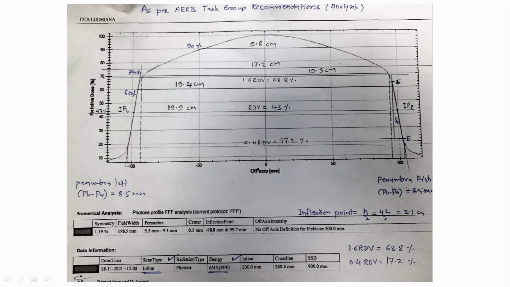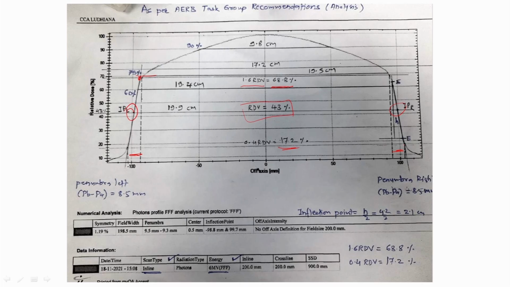Now you can look at this picture. This is the measurement performed by me. Here I have done everything manually. You can see that I have created the inflection point left and right. If the RDV value is 43%, then you need to multiply with 1.6. You will get this value, 68.8%, 70.2. Then draw a horizontal line. You will get PA and PB, and you will get the penumbra here.